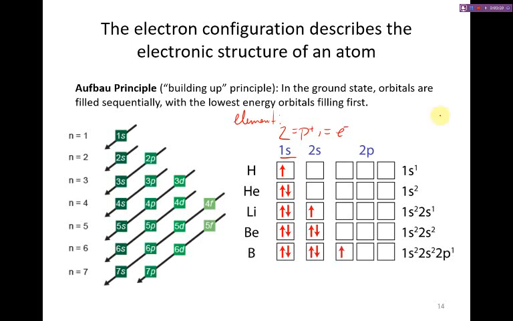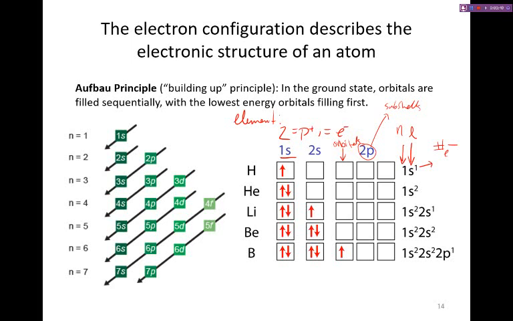Now, a note just for notation here, the number in front represents the n principal quantum number. This represents our L value, our angular momentum, and then this represents the number of electrons that are within that subshell. So remember, each of these designations are the subshells. In this form, each of these boxes represent orbitals.